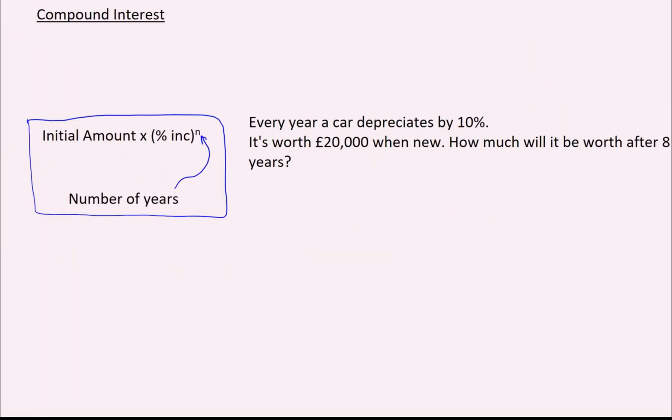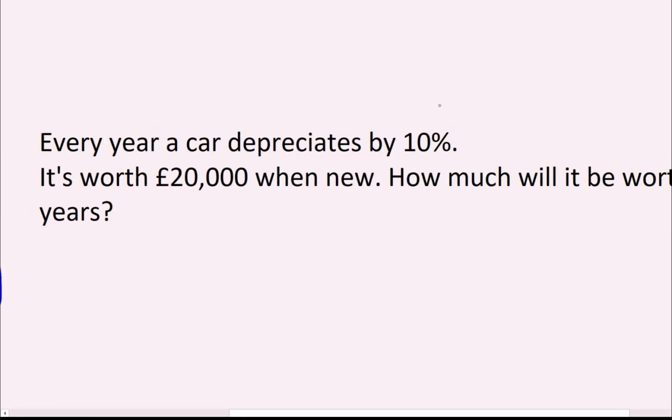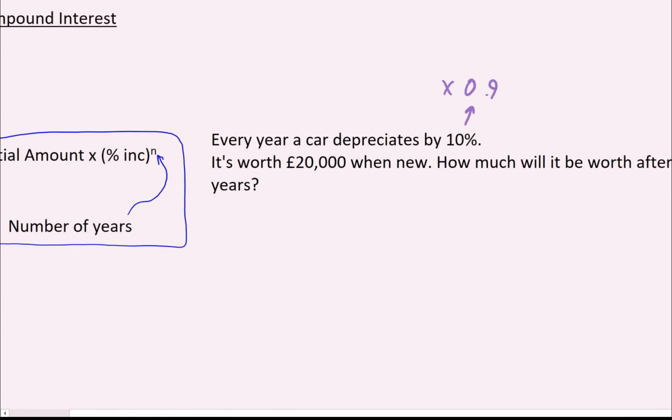Okay, and that exact same idea works when we have a decrease. So each year a car depreciates or decreases by 10%. So again, we do 100 minus 10%. That means you have 90% left, so we're going to be timesing by 0.9.